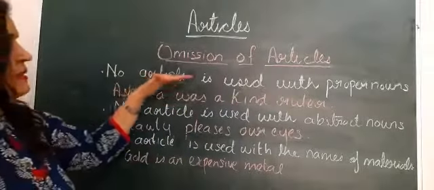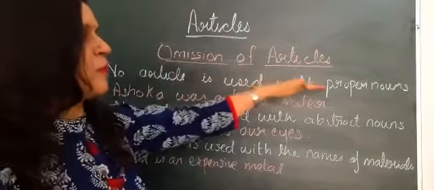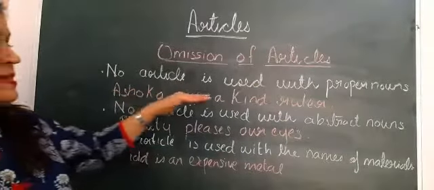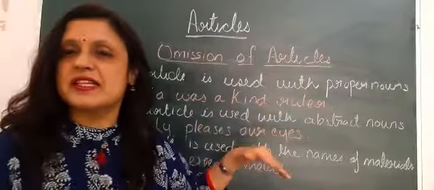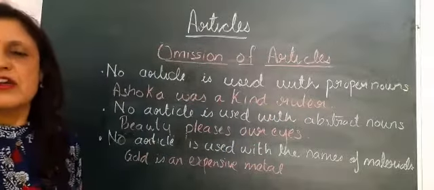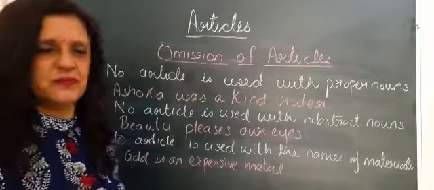Now let us see where we do not use any article. No article is used with proper nouns. Ashoka was a kind ruler. We will never use "the Ashoka" or "an Ashoka" was a kind ruler. No article is used here.